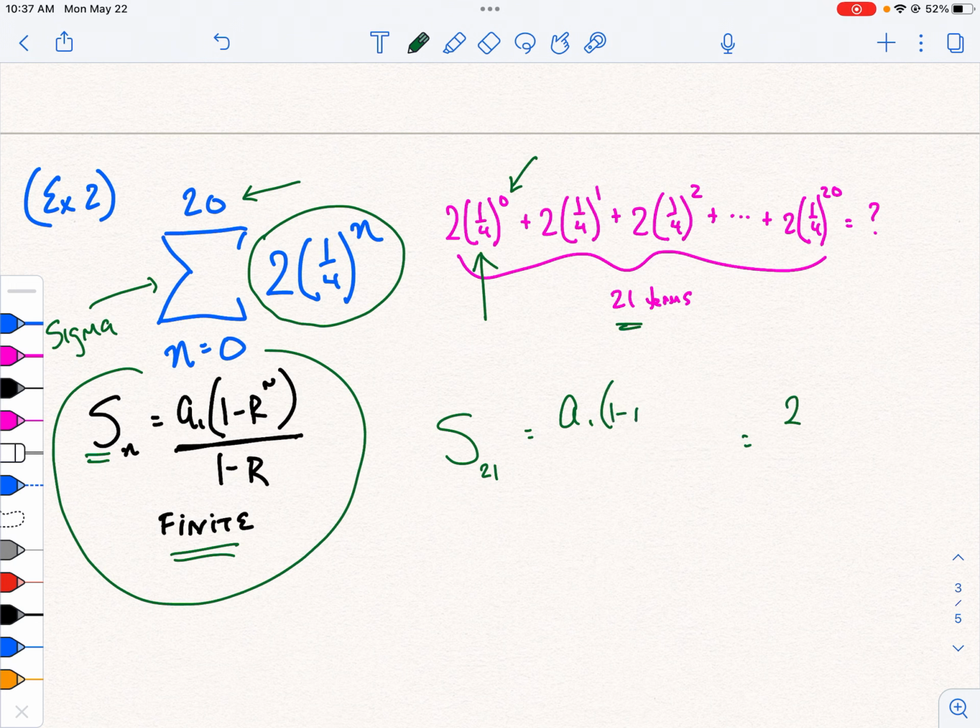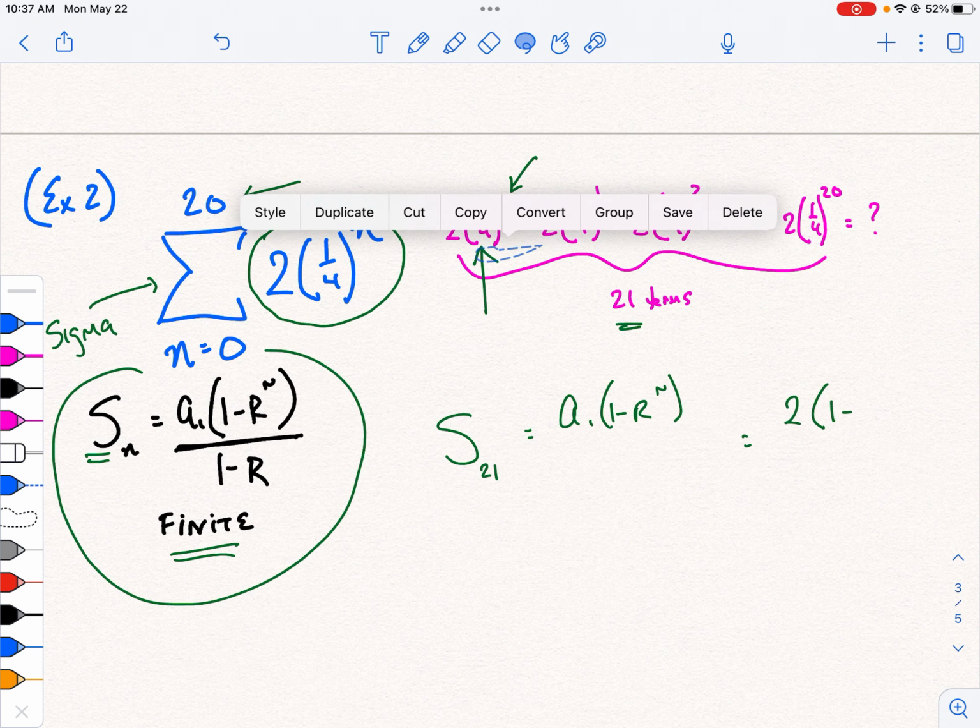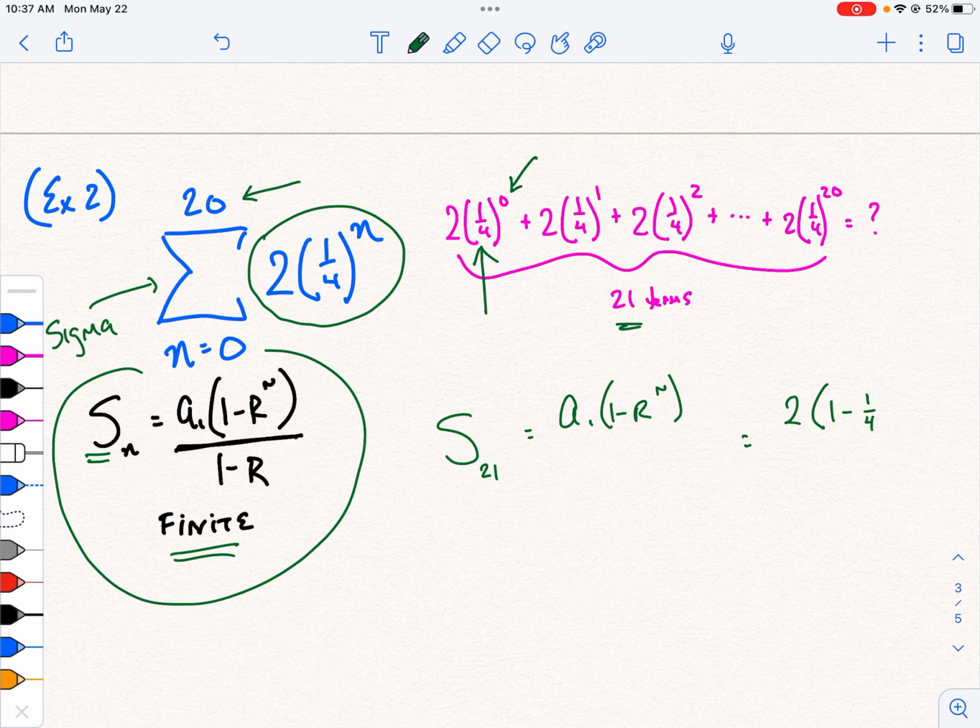Instead of 1 minus r to the n, we're going to put 1 minus, let's see, what did we say this was? This value right here, the 1/4, is our common ratio, because that's what it's changing by each time. That common ratio is taken to the number of terms. Our n value is the number of terms, and we've already established that we're going to have 21 terms. And on the bottom, we have 1 minus r, so 1 minus 1/4.